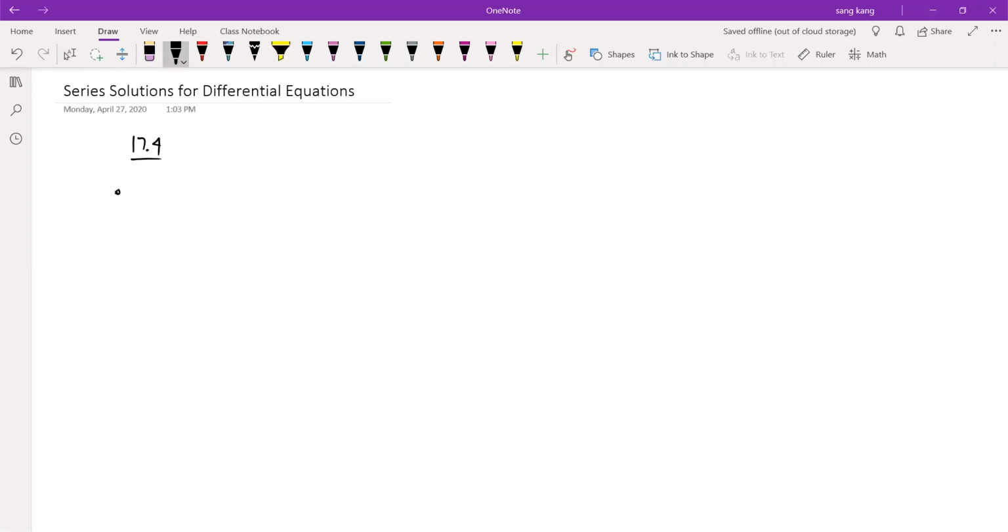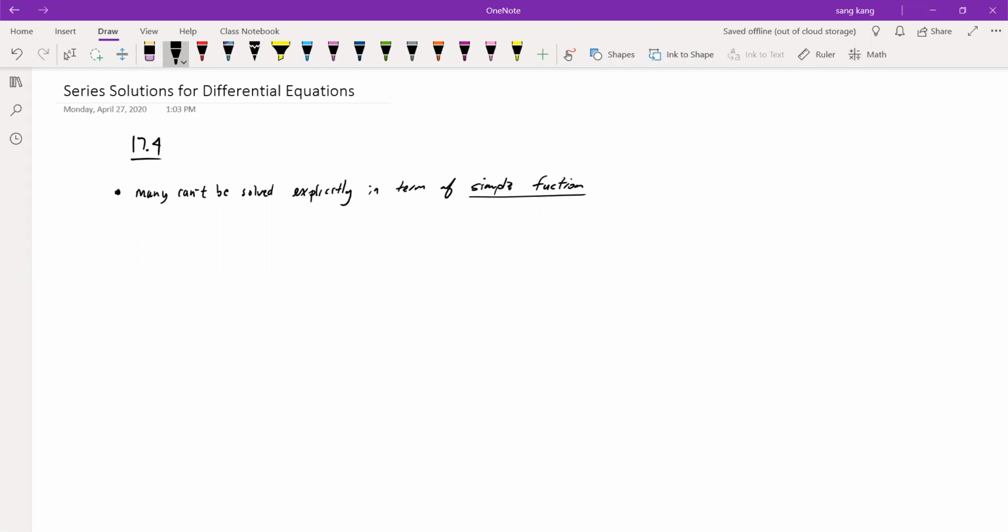I've already talked about this before. We said many differential equations can't be solved explicitly in terms of simple functions. So you'll see that with series, you can have an explicit solution, but it won't be in the form of any simple functions that you and I are familiar with.